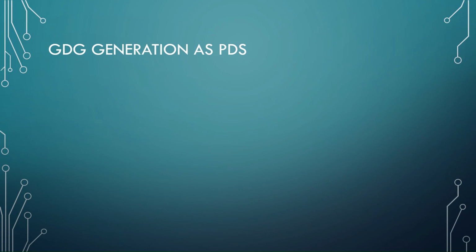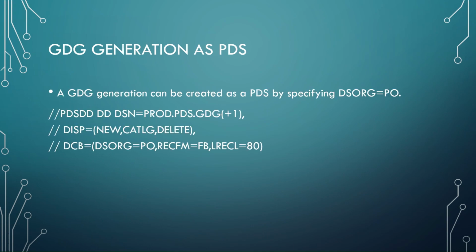GDG generation as a PDS file. So a GDG generation can be created as a PDS dataset by specifying DSORG equal to PO. Although not as common as a PS dataset, these generations are supported and used when multiple members need to be stored.